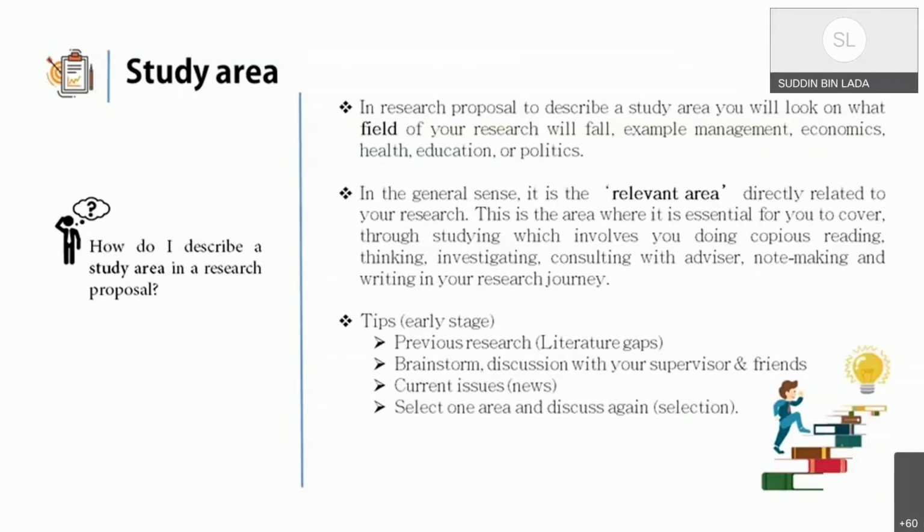I'm not here to teach you, right? Just sharing information and experience, right? So if there is any weaknesses or errors, right, I will try to fix it, okay, for future sharing session. All right. So with that, I start with the study area.